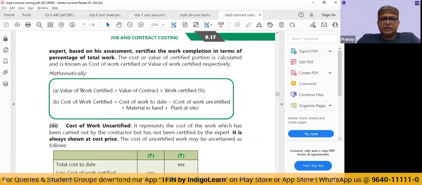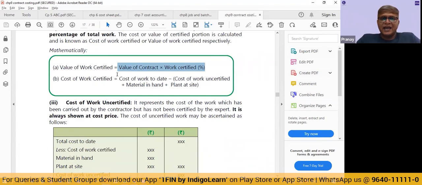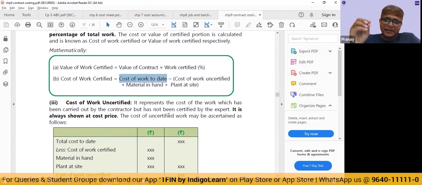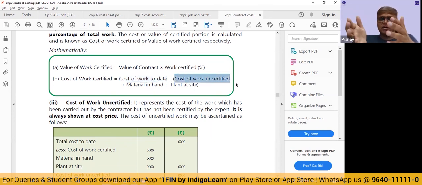So mathematically speaking, value of work certified is value of contract into work certified percentage. Cost of work certified, please understand this very carefully, is the total cost of work that we have done till date, whatever total money that we have spent, minus the cost of work that is not certified. So if I take the total cost and deduct the cost of the work that is not certified, the balancing figure is going to be the cost of the work certified.